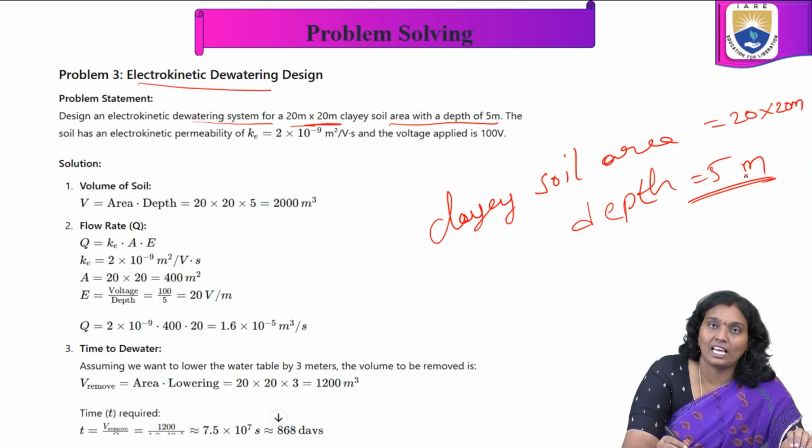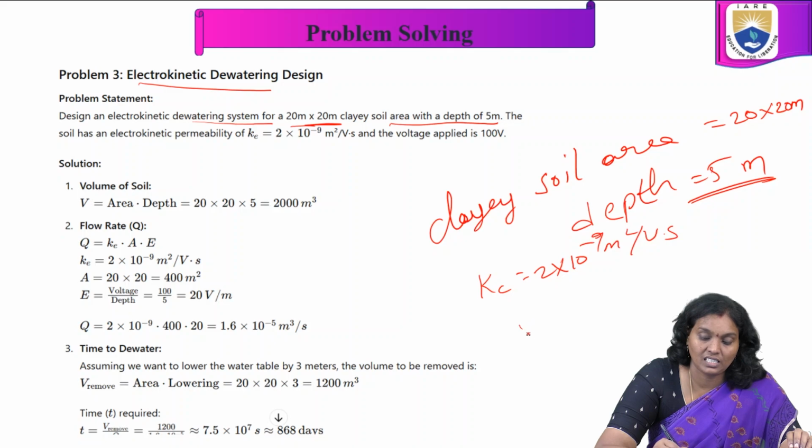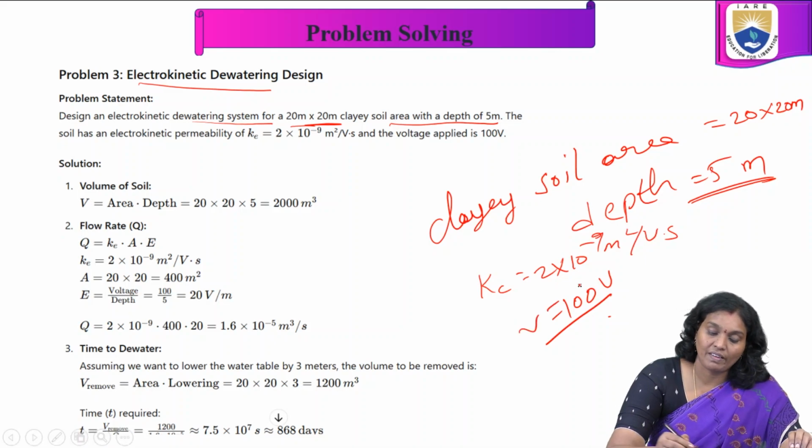The soil has the electrokinetic permeability equal to 2 into 10 to the power of minus 9 meter square per volt per second, and also the voltage applied is equal to 1000 watts. How much voltage we applied, that is equal to 1000 watts. These are the given parameters.